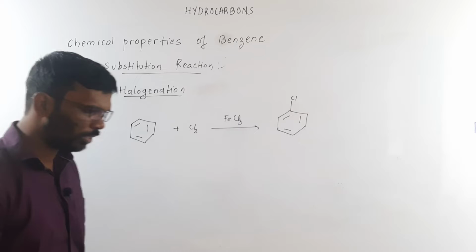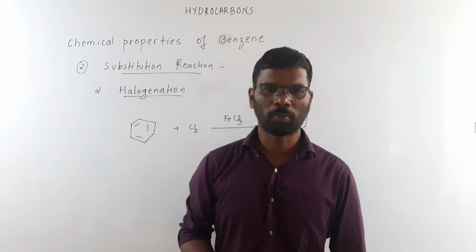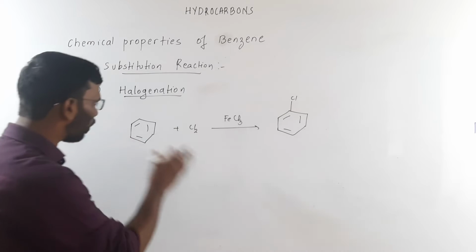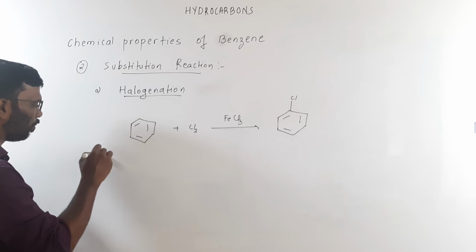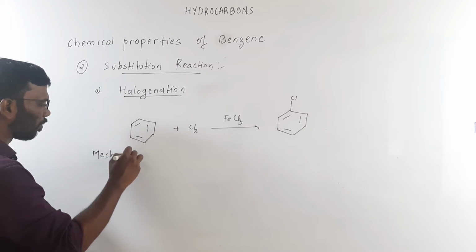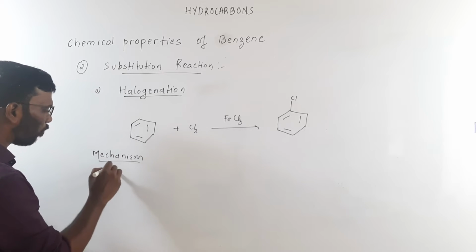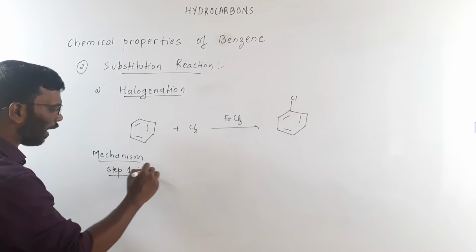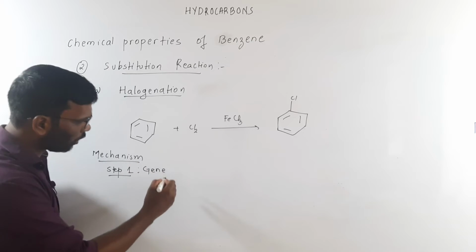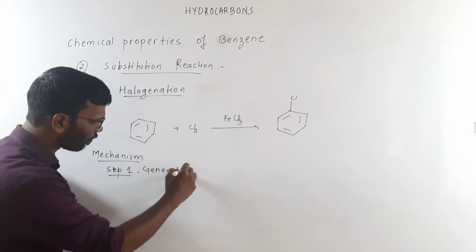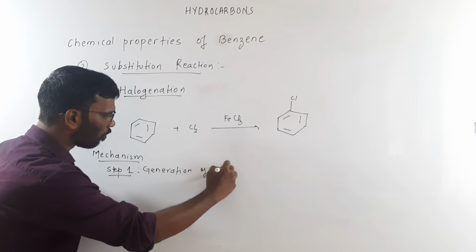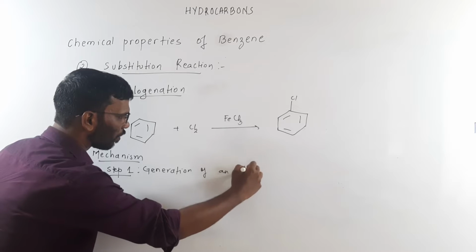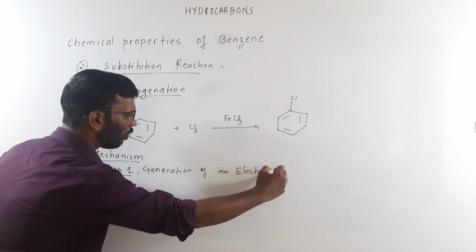Now think about this. Chlorine is the molecule, so how is it an electrophile? What happens in the mechanism of this? The mechanism for this is step 1. Step 1 is the generation of an electrophile. The electrophile will be generated at first.